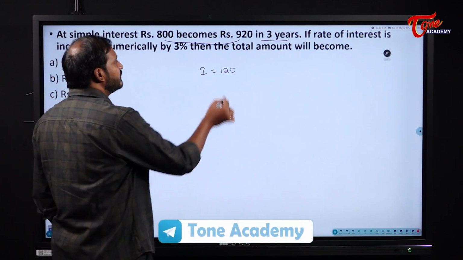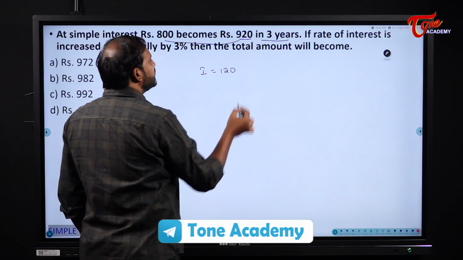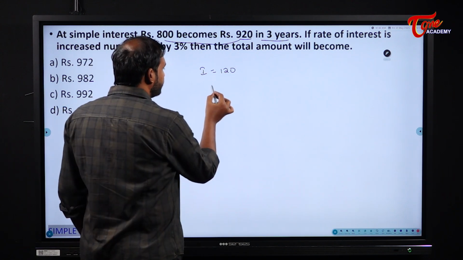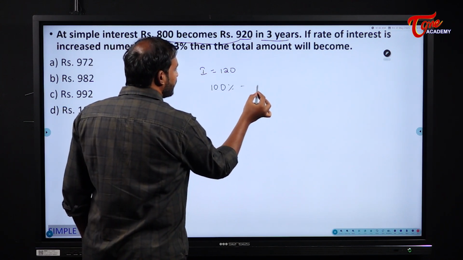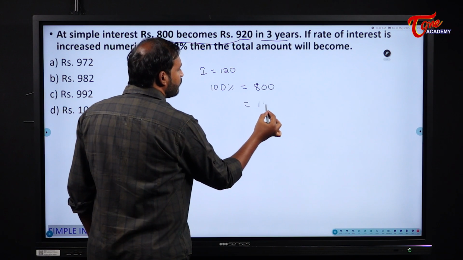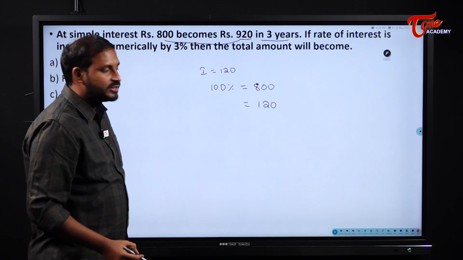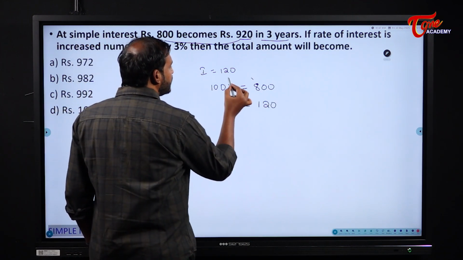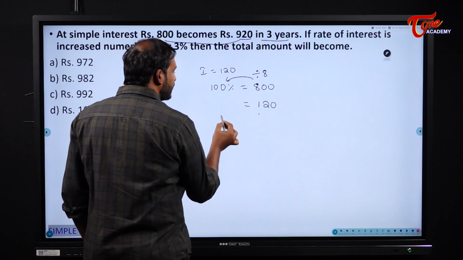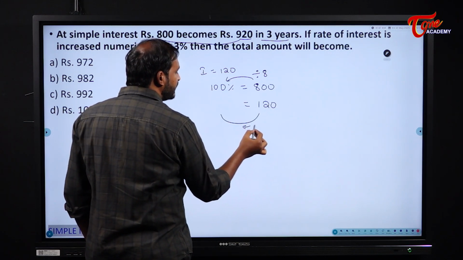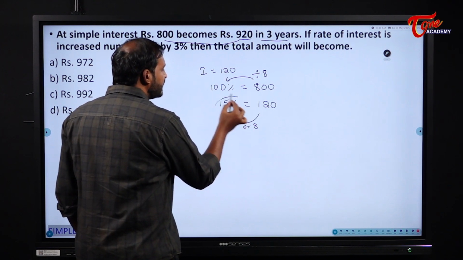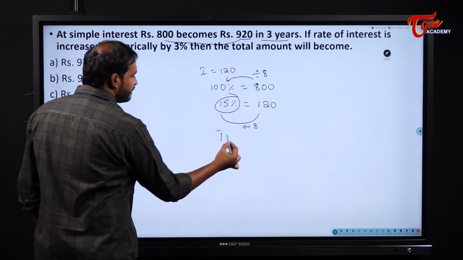Interest is 120, and 120 is what percentage of 800? Tell me. See, 100% is 800. Why? Because principal is 800 and interest earned here is 120. Now tell me, from here to here what is the relation I will have? Divided by 8. So similarly from here to here, when I divide it by 8, 120 by 8, it becomes 15%. That means TR percentage.